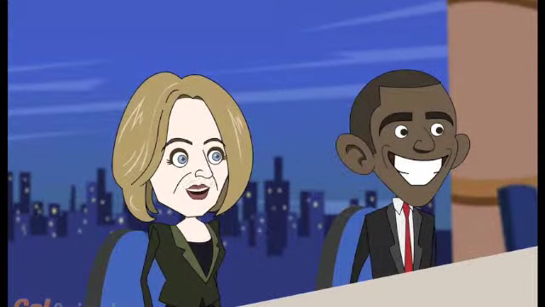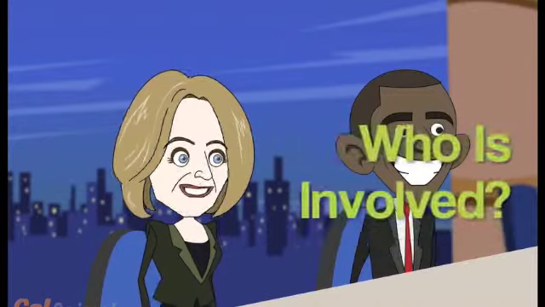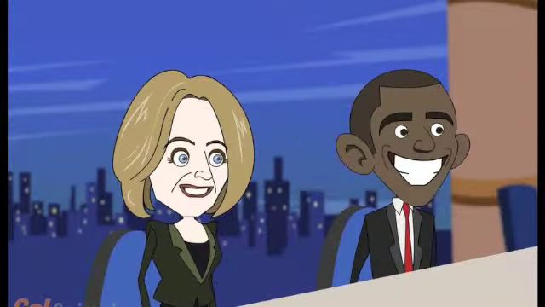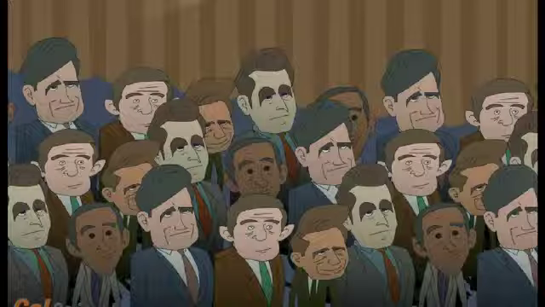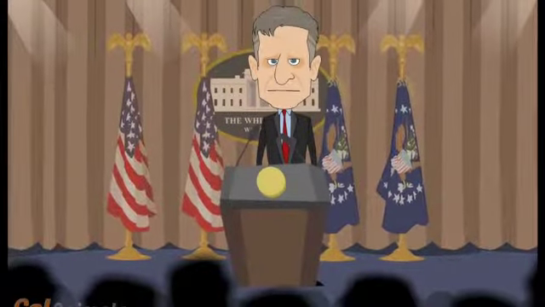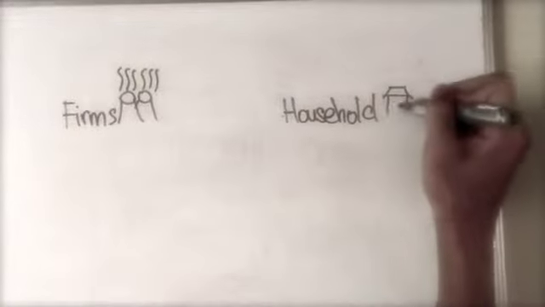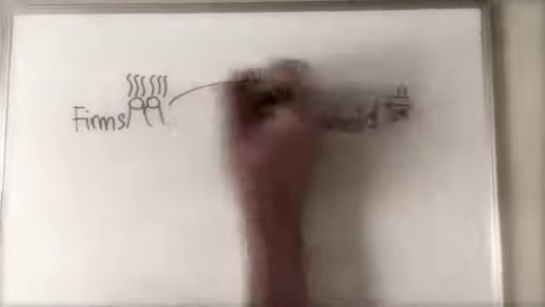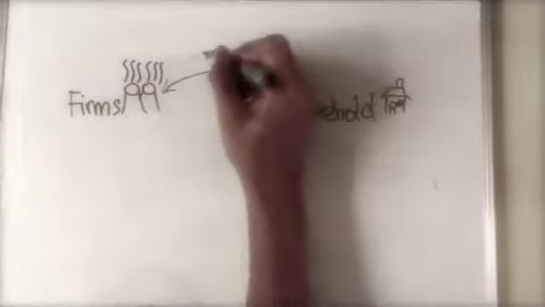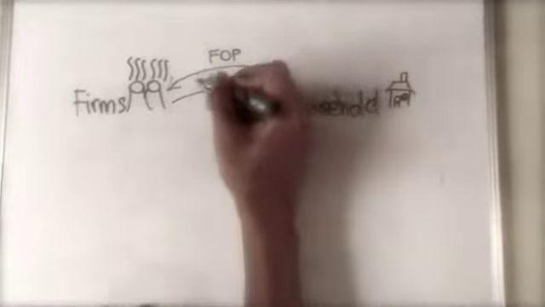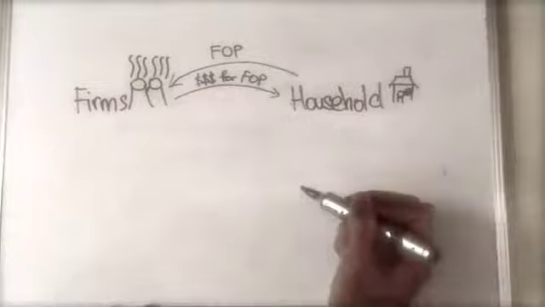That sounds interesting. So who is involved? Let's ask Bandrew. First, there are two parties, firms and households. Households work for the firms providing services like labor. In return, firms pay wages to them. The goods that firms produce are bought by households, and this whole process is a circular flow.